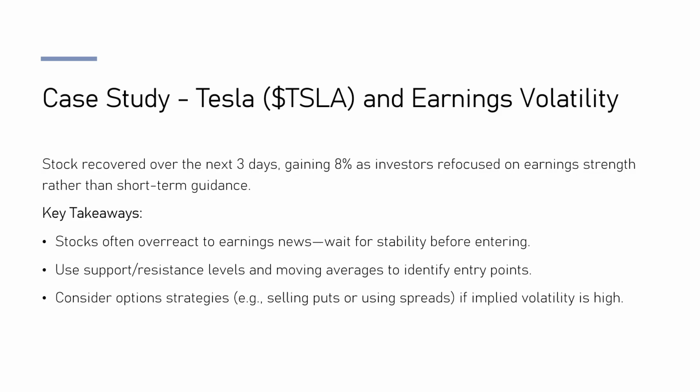Tesla initially dropped after earnings but rebounded over the next 3 days, gaining 8% as traders shifted focus to earnings strength rather than short-term guidance. This case highlights how stocks often overreact to earnings reports, making it essential for traders to wait for price stability before entering a trade. Utilizing support and resistance levels, along with moving averages, can help identify strong entry points.